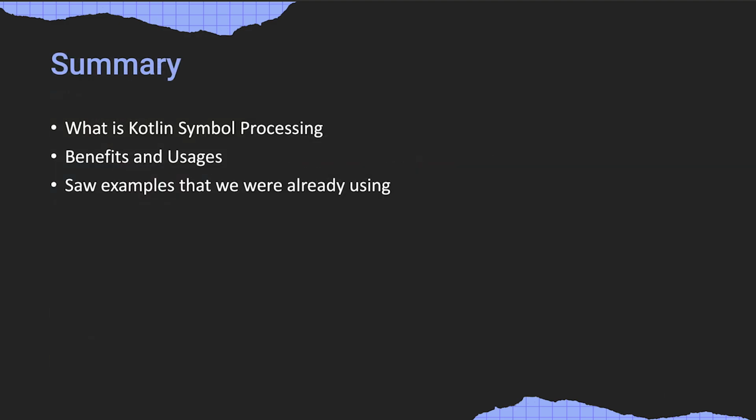So in this section, we learned what is Kotlin Symbol Processing. We understood its benefits and usages, and we saw some examples that we were already using in our project. So that is all for this section, friends.